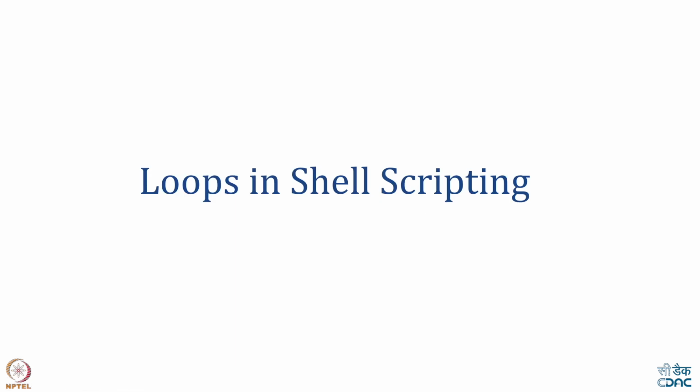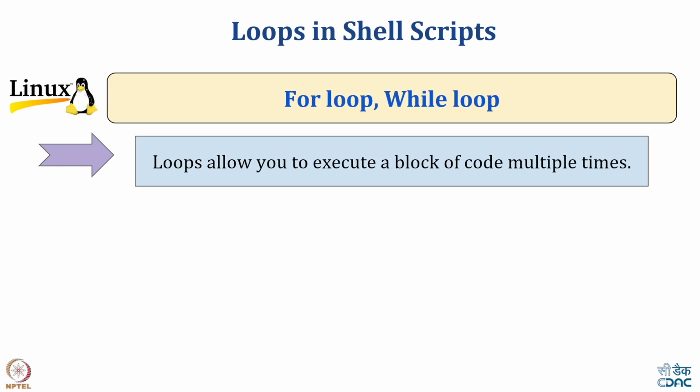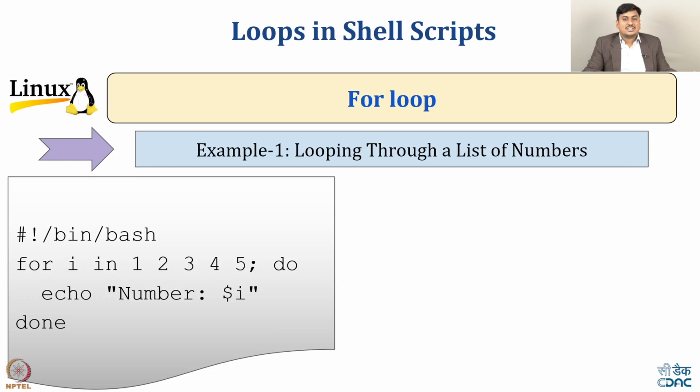Now, let us talk about some of the loops in shell scripting. We quickly touch upon the basic loops with simple examples. Very first, loops allow you to execute a block of code multiple times. Instead of writing a series of code for the same kind of operation you need to perform multiple times, you can use loops. So, as in other programming languages like C and Python, shell script also provides loops like for loop and while loop. Let us try to understand these loops with very simple examples.